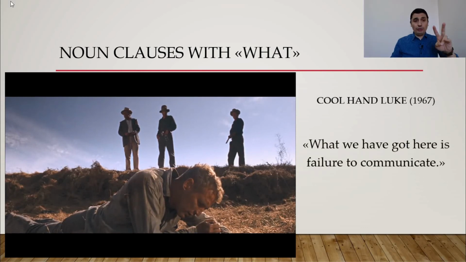Beautiful movie. Actually, in this part, we have two noun clauses with what, but what I want to underline here is what we've got here is failure to communicate. The thing that we have got here is failure to communicate. In another sentence, the guy here said, they're gonna remind you of what I've been saying, or the things that I've been saying. All right, so here in both sentences, what means the thing or the things.